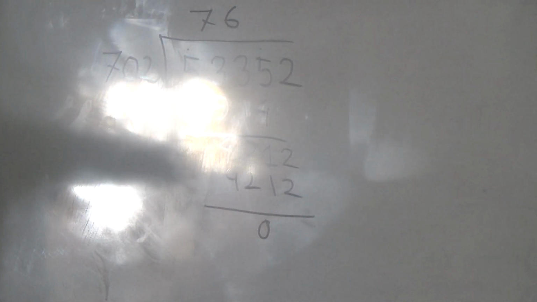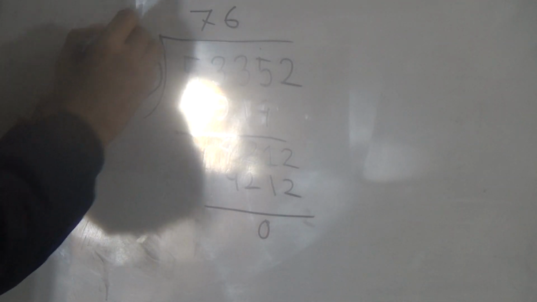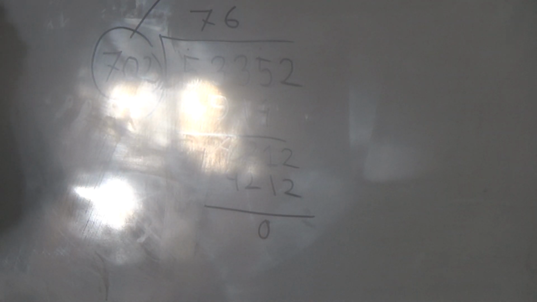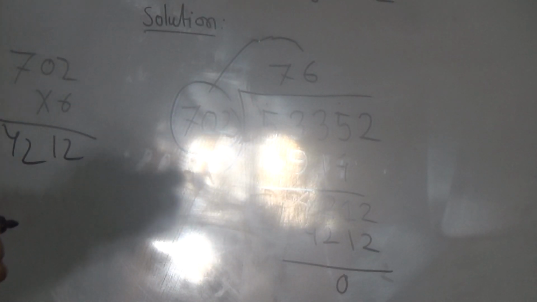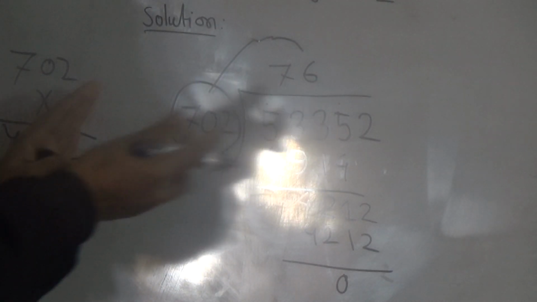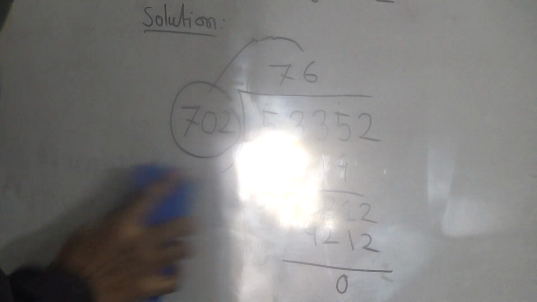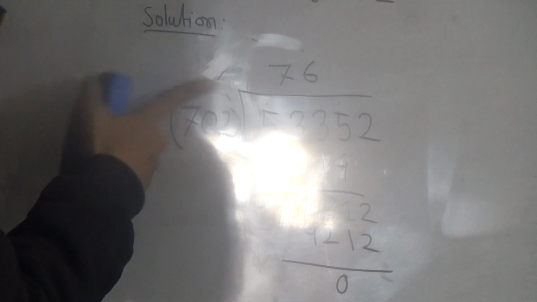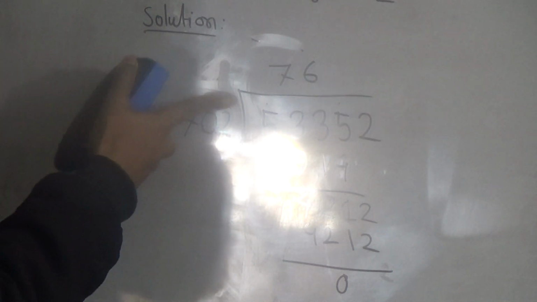Student, notice here I have calculated in another way. Look, I have calculated 702 with 6 like this way. I don't multiply like this way. 6 2s are 12, 6 7s are 42. Okay, not this way. I have calculated in front of. Okay, student, I have given this circle for your understanding. Okay, no need to give the circle when you solve the division.